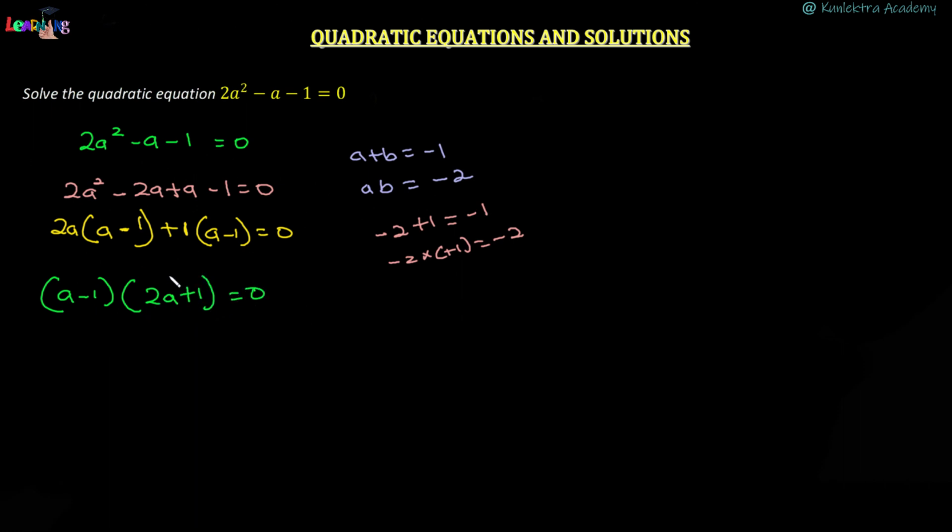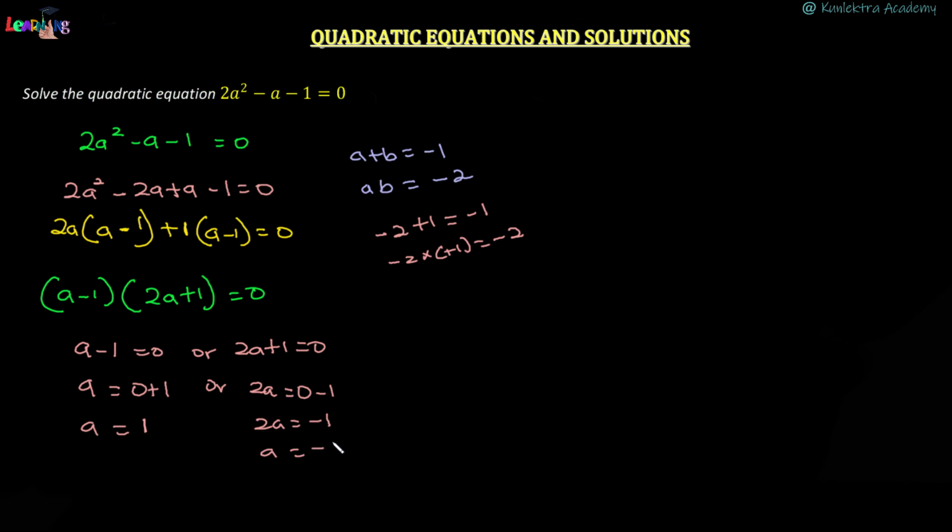Now, having factorized this trinomial, you equate both to 0 to get the value of a. Now you have a minus 1 is equal to 0, or 2a plus 1 is equal to 0. Then you have a is equal to 0 plus 1, a is equal to 1, or 2a is equal to 0 minus 1, 2a is equal to minus 1, a here is equal to minus 1 over 2. Now we have our possible value for a to be 1 or minus 1 over 2. Now we've gotten our possible value.